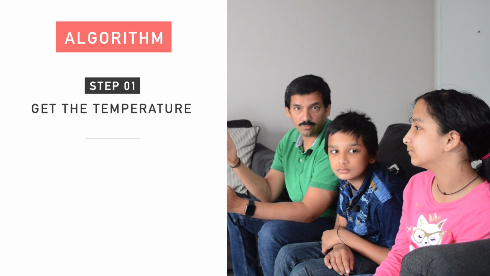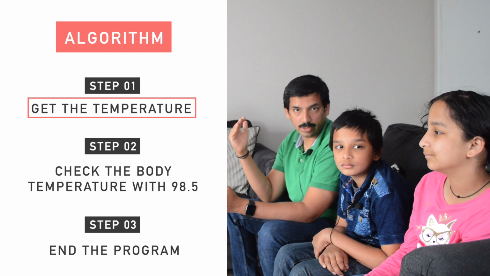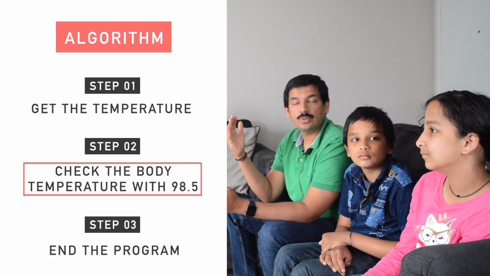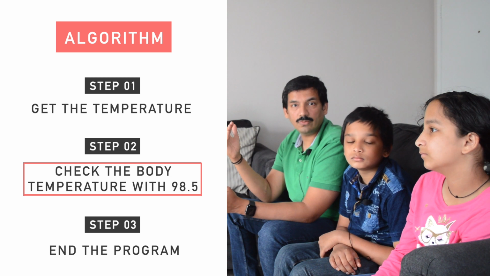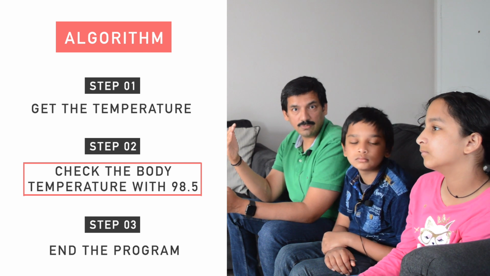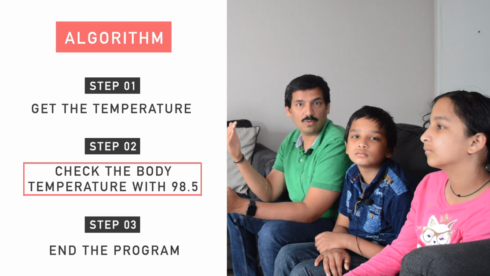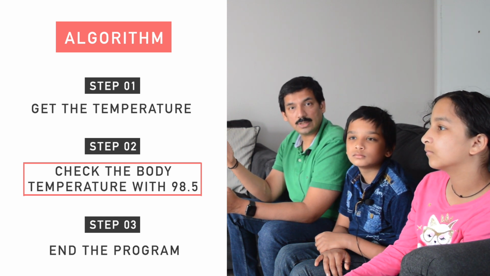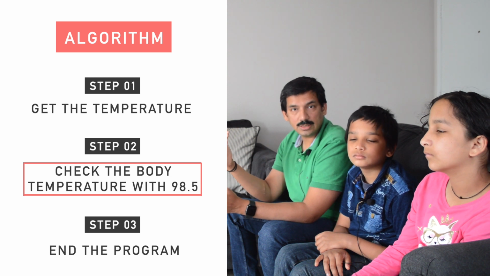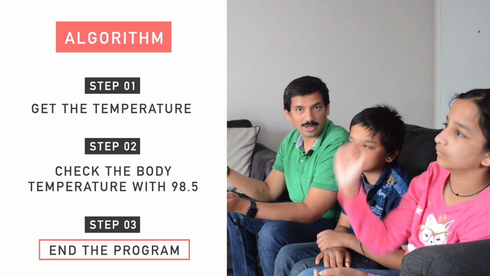In this problem, to find if the person has a fever or not, here are the 3 steps that we need to go through. Step 1, get the body temperature in Fahrenheit. Step 2 is check the body temperature with 98.5. The sub-step within 2 is if the temperature is less than 98.5, then print a message that welcome inside. And if the body temperature is higher than 98.5, print the message that please go back and take a rest. Step 3 is, of course, end the program.